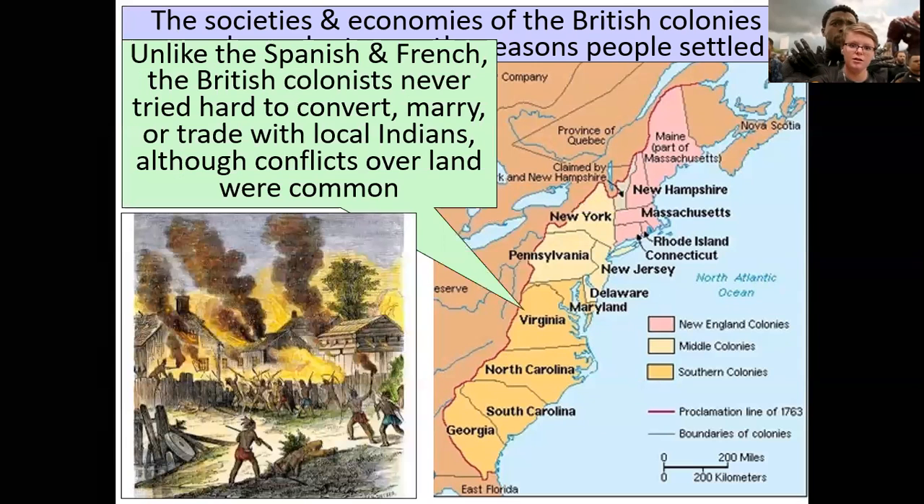And then the middle colonies, which are going to be unlike the Spanish and the French. The British didn't try very hard to convert, marry, or trade with the local Indians, and therefore they had a lot of conflict over the land. And that's going to happen specifically in your southern colonies and your northern colonies. There's going to be a little bit in your New York, Pennsylvania, New Jersey areas, but not quite as much.